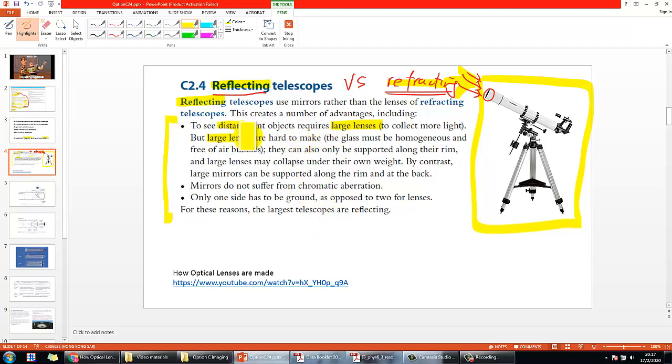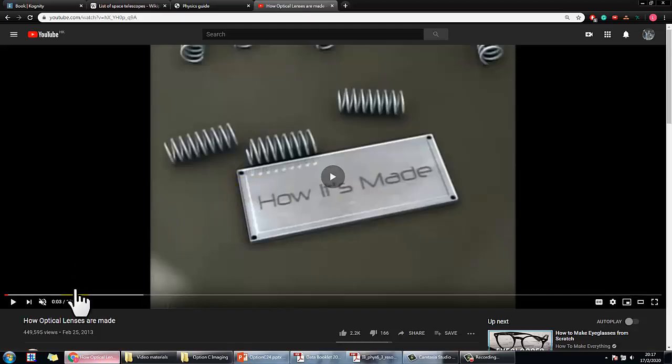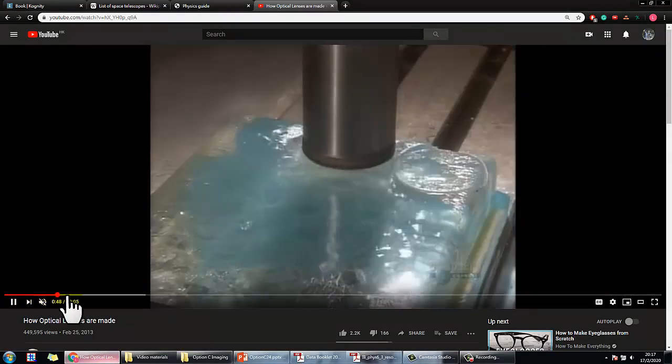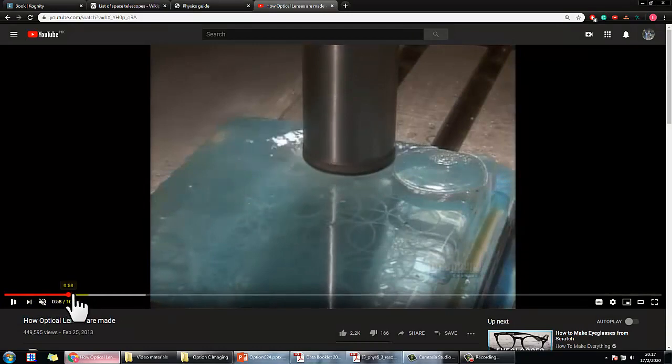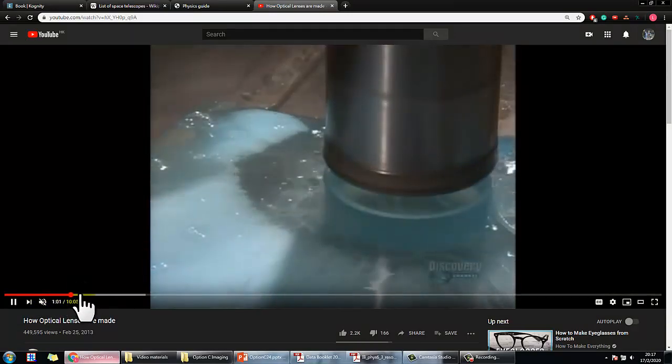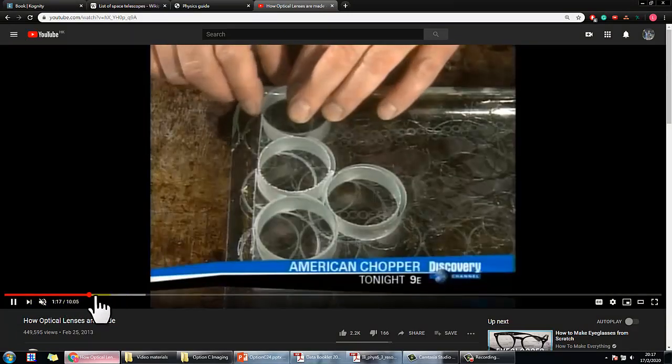When you try to make a large lens, the glass has to be so-called homogeneous and free of air bubbles. That means the curvature has to be very smooth, and also the material has to be very consistent. There is actually a video about how we can make an optical lens, and it will be quite nice to watch. I will put the link in the description, and I encourage you to take a look. It tells you quite a lot about the manufacturing process, how we actually make it.